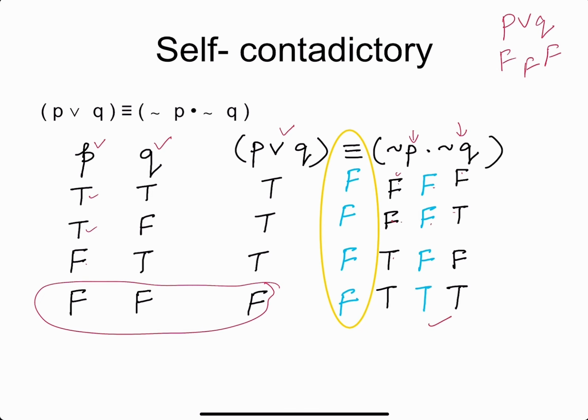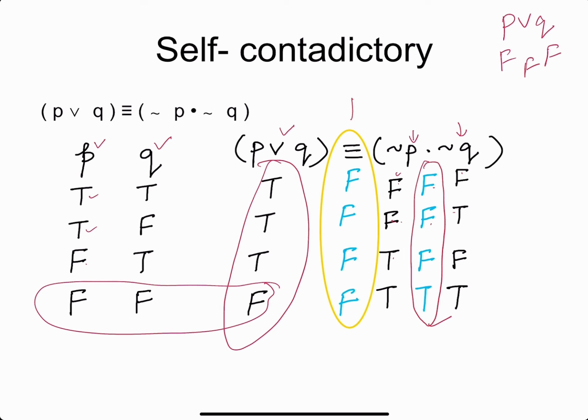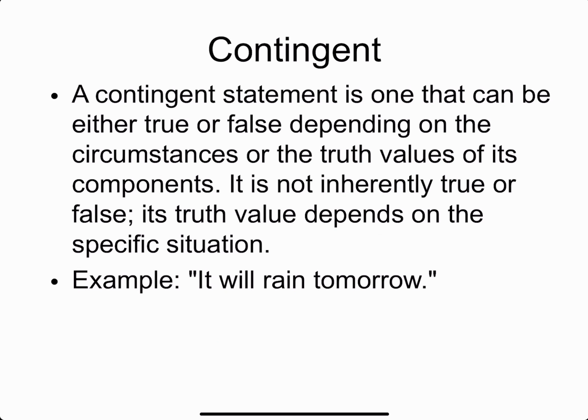Now what you will do is take this value and this value and then solve. In case of triple bar, T will be T, false will be T. So here T and false is false, T and false is false, T and false is false, and false and T is false. So this is an example of self-contradictory. Now let's move to the next one, which is contingent.